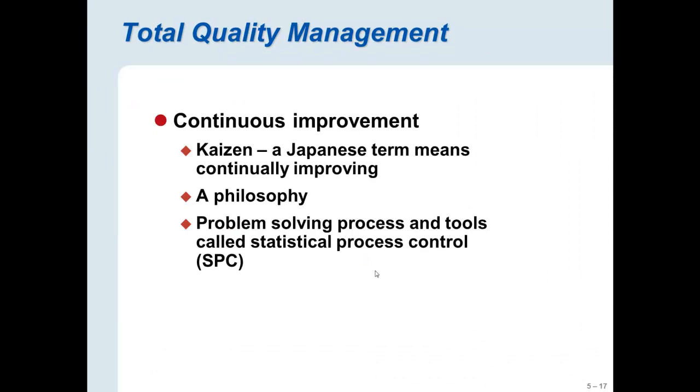Continuous improvement is a tool that American organizations adopted from the Japanese. Continuous improvement comes from the Japanese term called Kaizen. It is a philosophy. And the tool that our class is going to use we call statistical process control, or SPC.